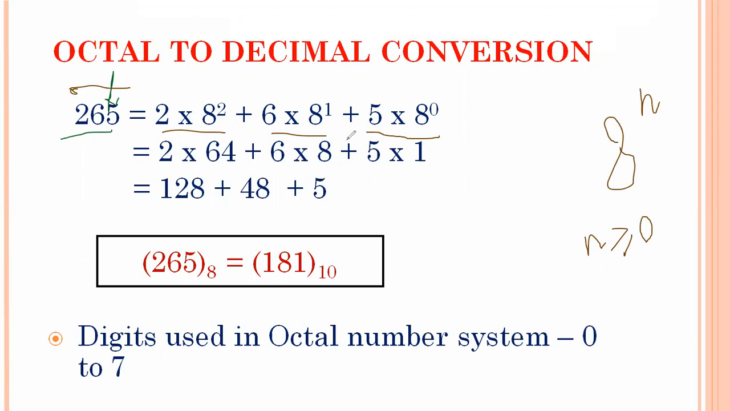Clear? Then the values are 5 into 1, 6 into 8, and 2 into 64. So the values become 128, 48, plus 5. When we add these numbers, it becomes 181. So the decimal form of 265, the octal number, is 181 base 10.